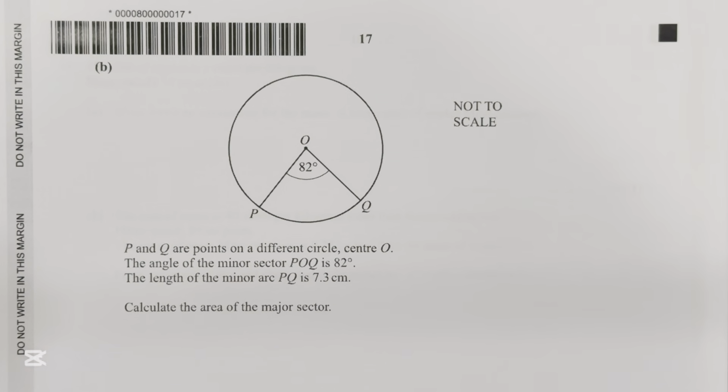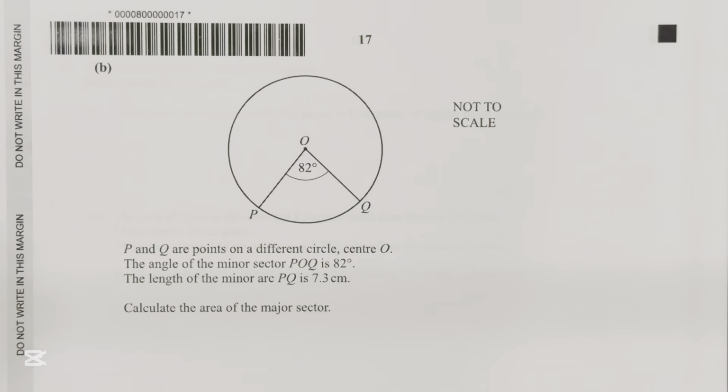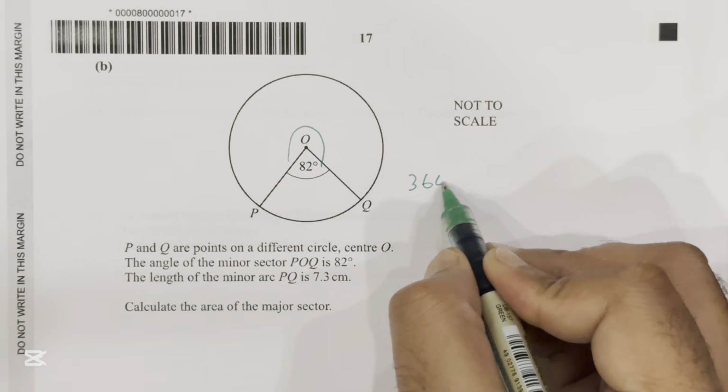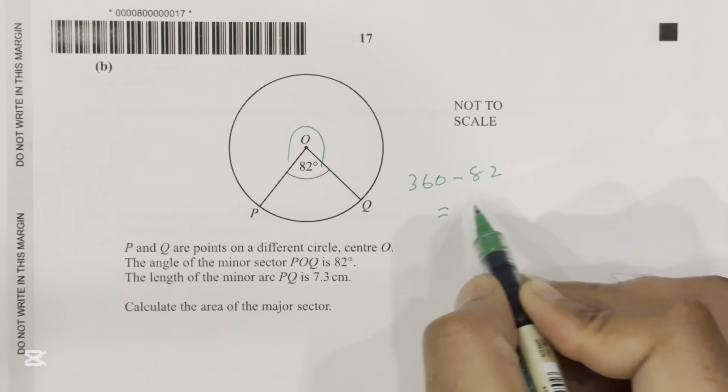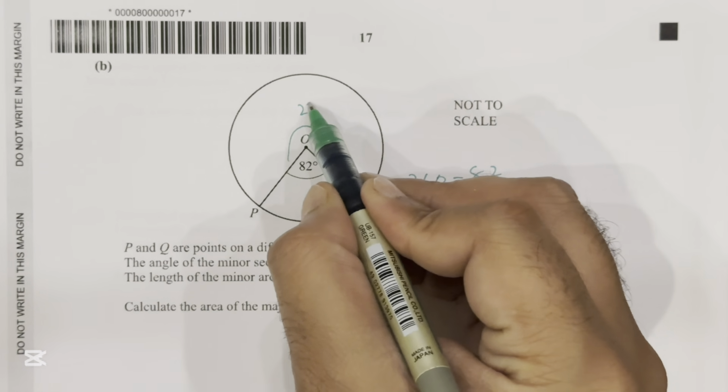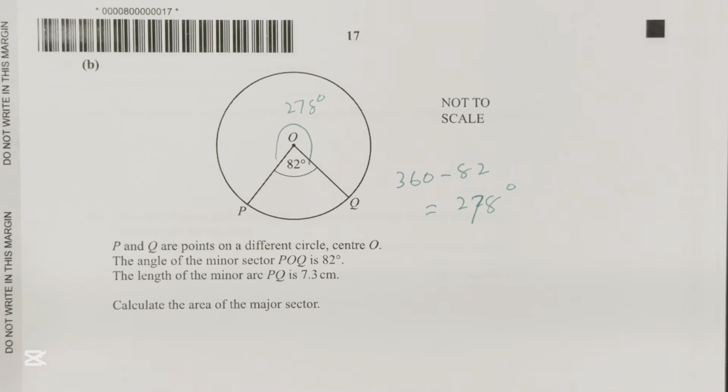P and Q are points on the circle with center at O. The angle of the minor sector POQ is 82 degree. The length of the minor arc PQ is 7.3 centimeter. Calculate the area of the major sector. First we can calculate the angle of the major sector, that is equal to 360 minus 82. You get the answer that is equal to 278 degrees. So this would be the angle of the major sector.